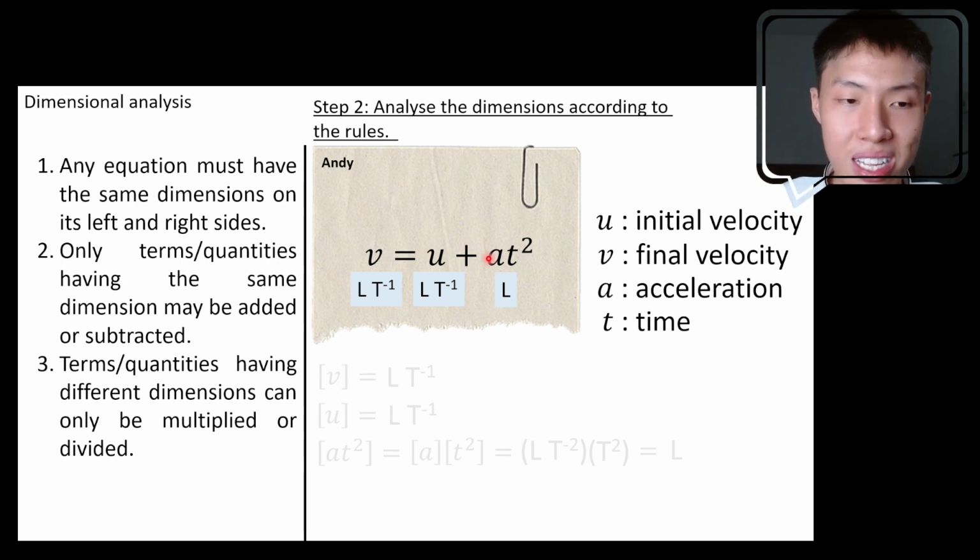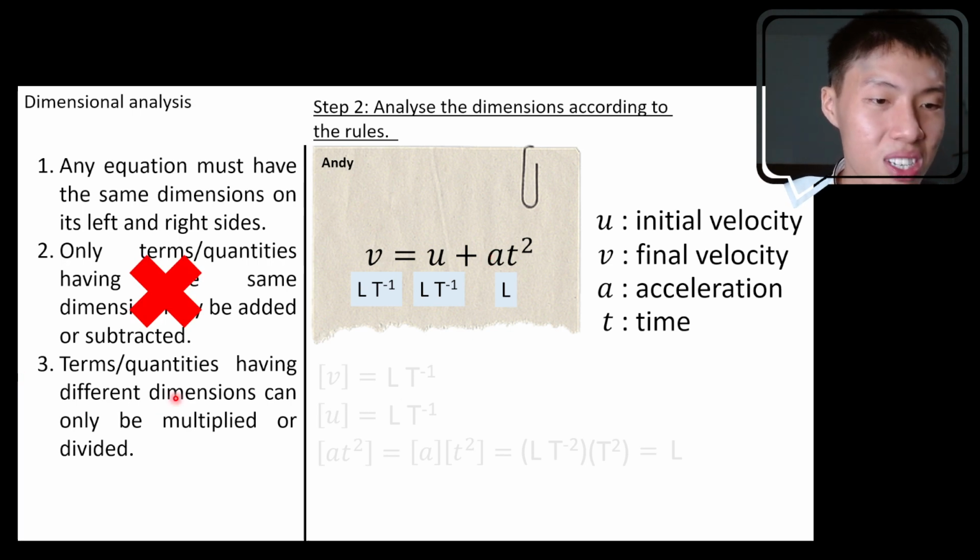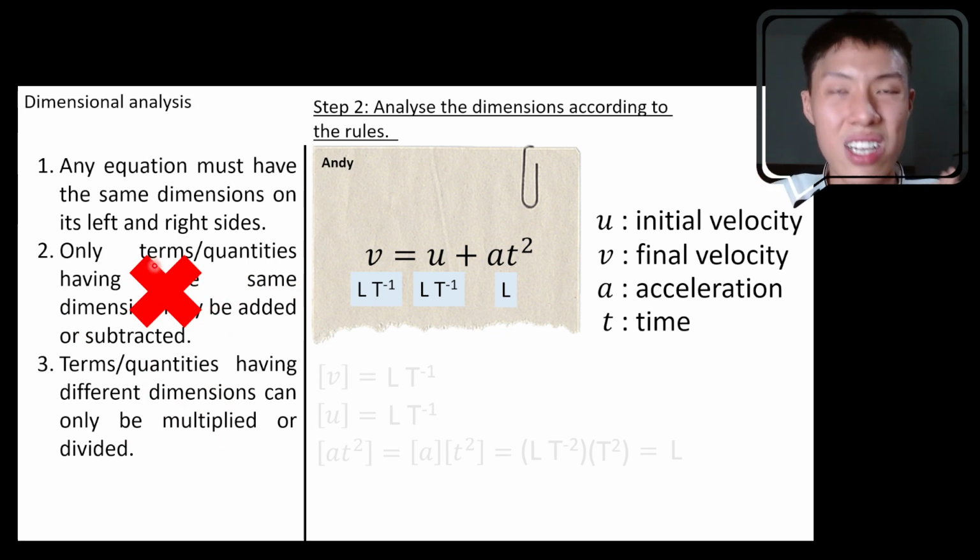So in this case, it's not obeying criteria number 3. Number 3 says different dimensions can only be multiplied or divided, and we have already disobeyed this one. And the same dimension can only be added. It's the same thing: it's wrong as well, because you cannot add things of different dimensions. So basically criteria 2 is not followed, and 3 is not followed already.